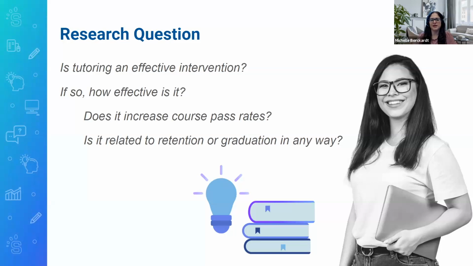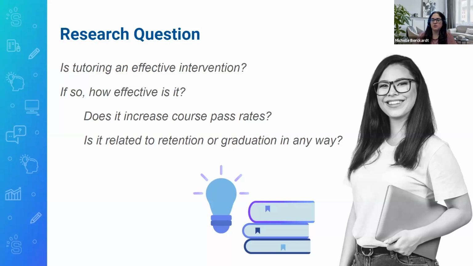So we thought the best way to define success would be your course pass rates or course completion rates. So for us, we're defining that as the percentage of students who passed the class with a grade of C or higher, as opposed to students who failed the class or withdrew from the class. So that's course completion or course pass rates. So that was one outcome we wanted to see. Ideally, tutoring should be improving the student's ability to pass the class.